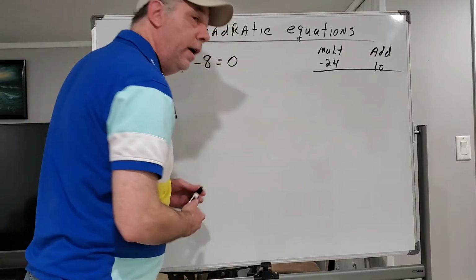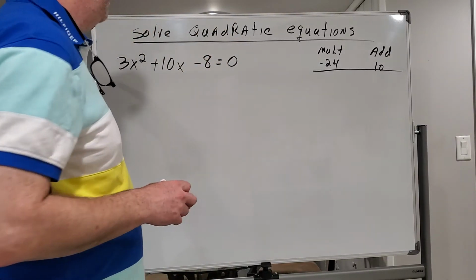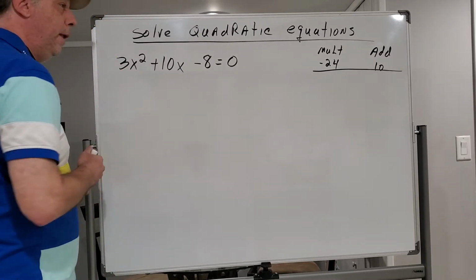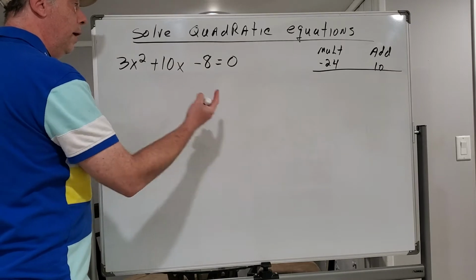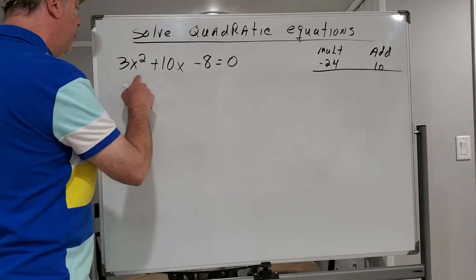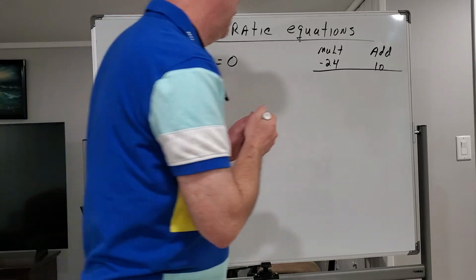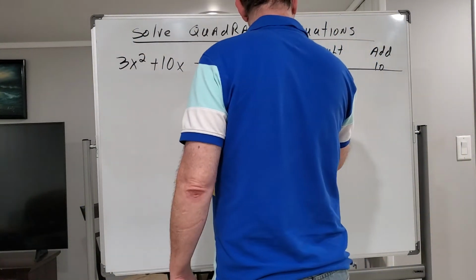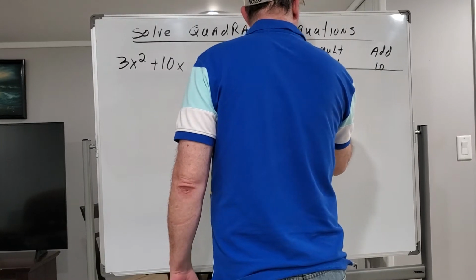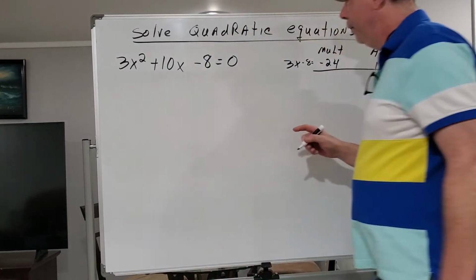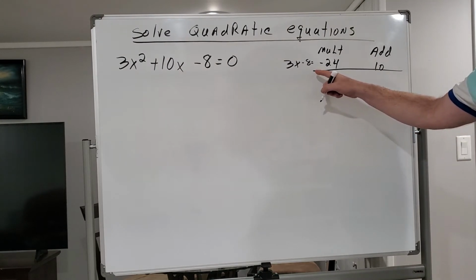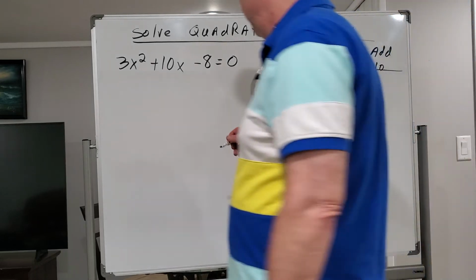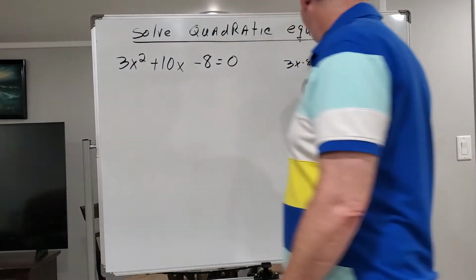Okay, so today we are going to discuss how to solve a quadratic equation with a number in front of the x squared. So again, like when we were factoring, we're going to multiply the 3 and the negative 8 to get negative 24. So we have to find two numbers that will multiply to be negative 24, but add up to be positive 10. So we take a look at this.